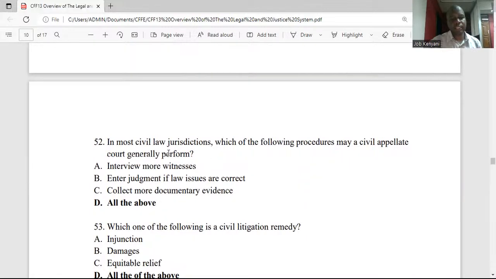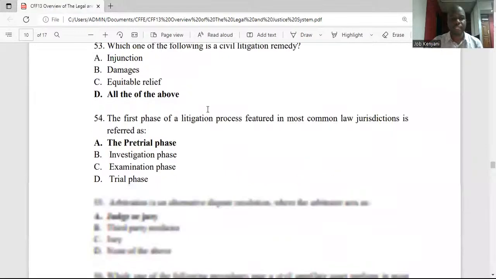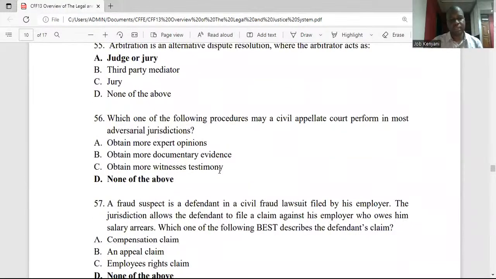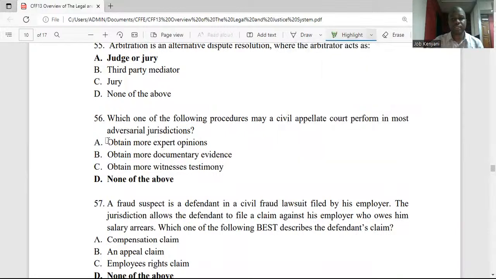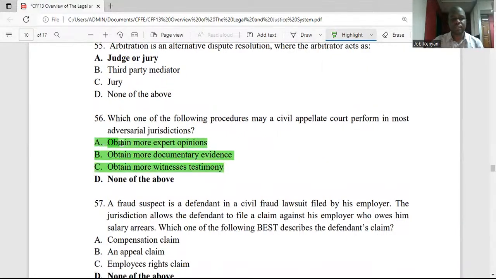So this one will be applied under the inquisitional process. These ones are going to be applied under the inquisitional process. I think they just twisted the question. They'll be applied under the inquisitional process, and not under the adversarial process. So you can note them down. These are the ones that will be applied under the inquisitional process in case of an appeal.